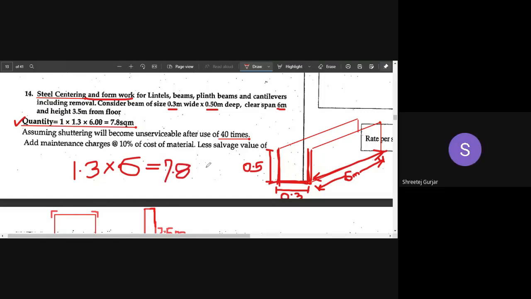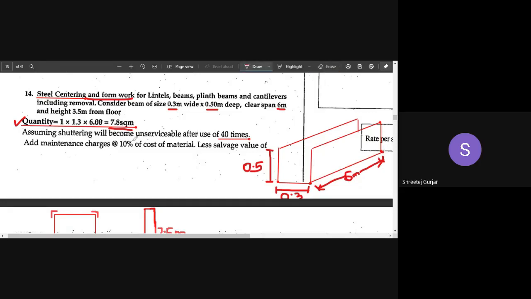So this is the surface area of formwork we require, in square meters. 7.8 square meters of formwork is required for this particular beam. So we have calculated the quantity of formwork that is required. Now moving on to the next.